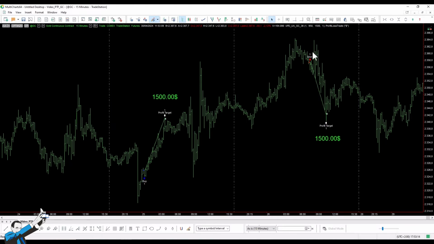The same goes for the short side. We will wait for the price to cross upward the high of the previous session and then enter a position the moment the price crosses this high again. Indeed, as you can see, the short position was opened.